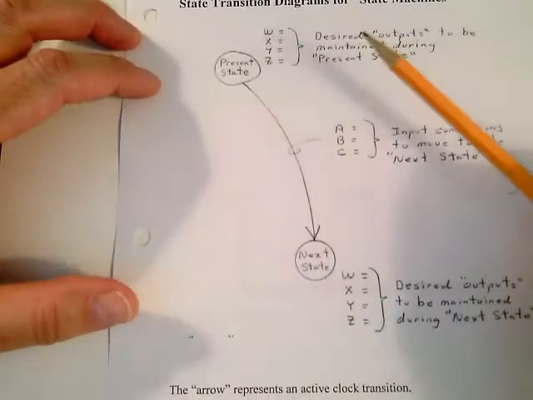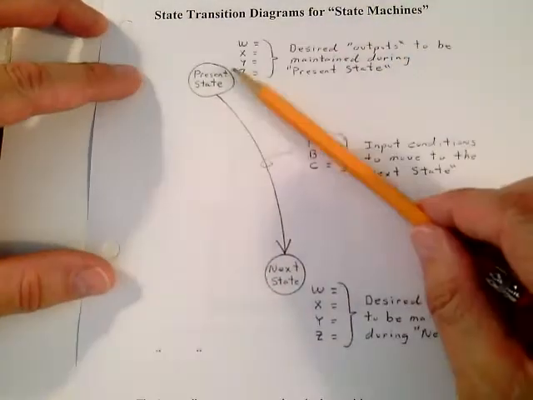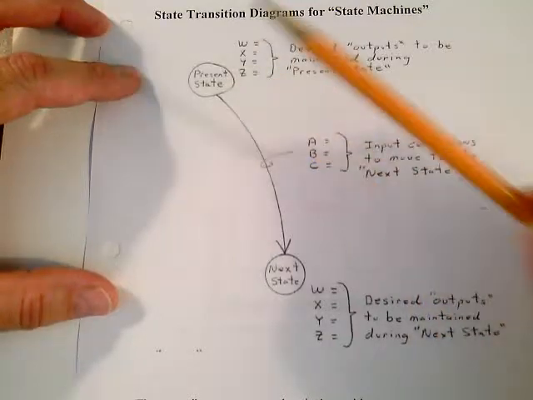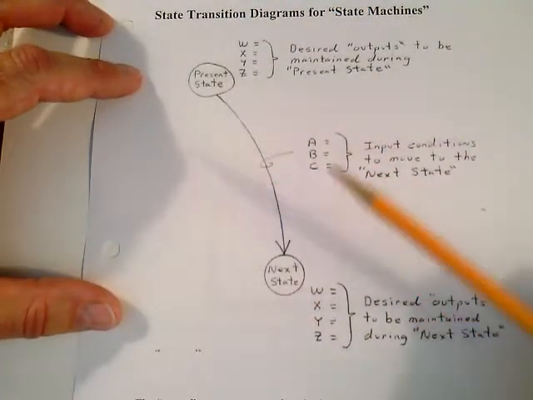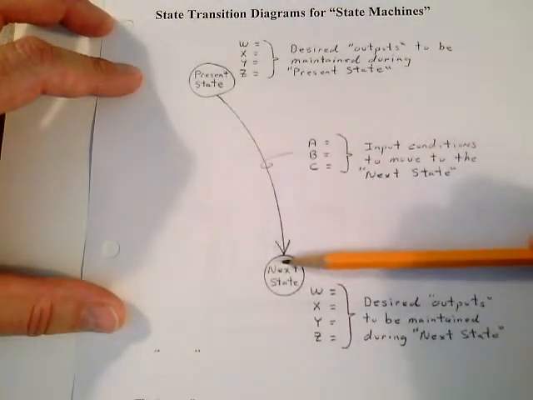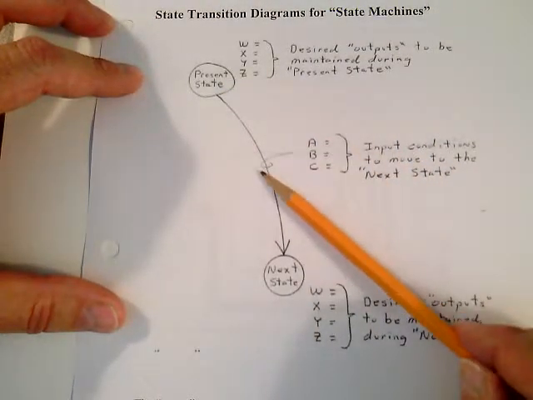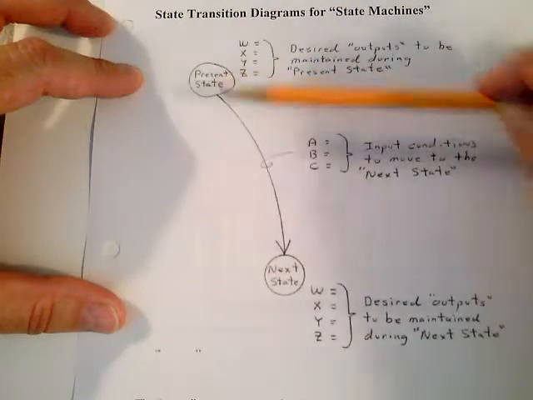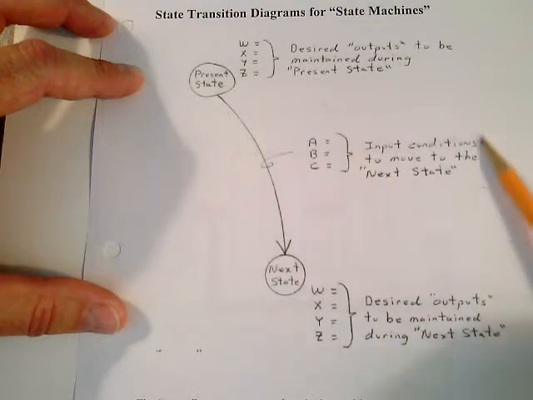And then on page 219, I'm going to give you some state transition diagrams for state machines. This is the way it's done in the real world. There's a couple different alternatives here, but notice I'm showing you a present state and a next state. You'll show the circle with a present state, and an arrow that represents an active clock transition. You'll circle the line, and you're only going to move from the present state to the next state if these input conditions are true.